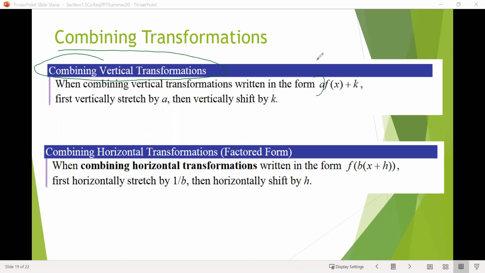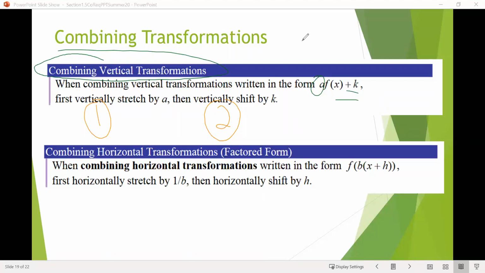we have, say, a number multiplied on the outside and one also being added or subtracted. Well, the order we do things, we first do the stretch, so what the value of a, the number being multiplied, tells us to do. And then we do the shift, the vertical shift up or down, so what the value of k tells us to do. Okay, so stretch, then shift.